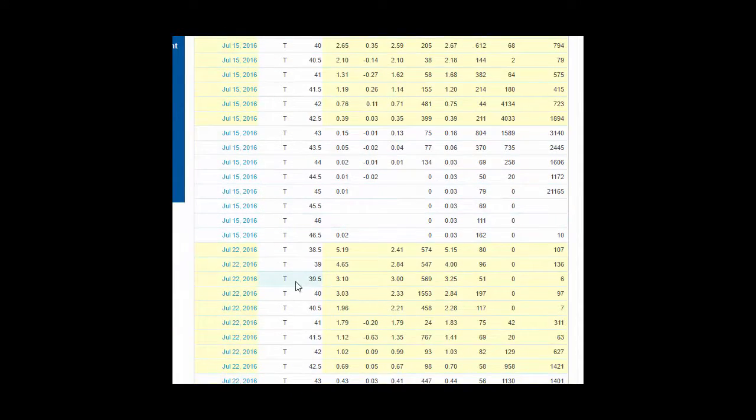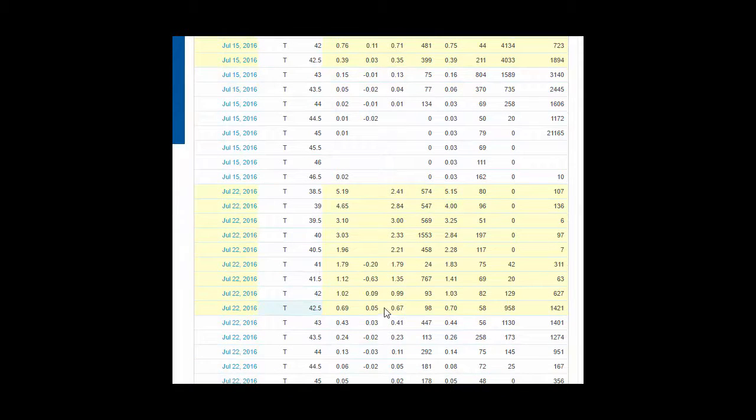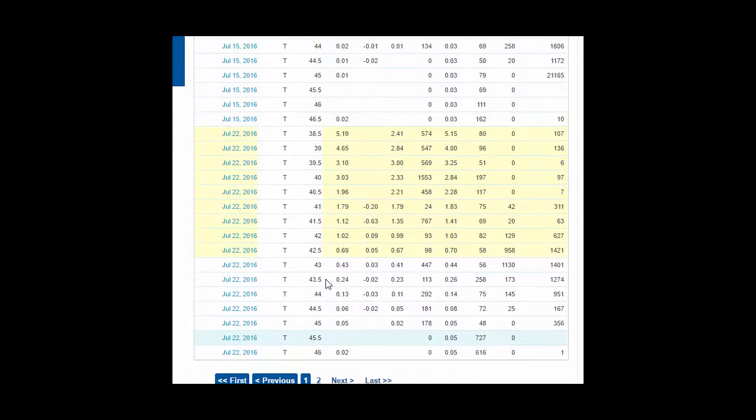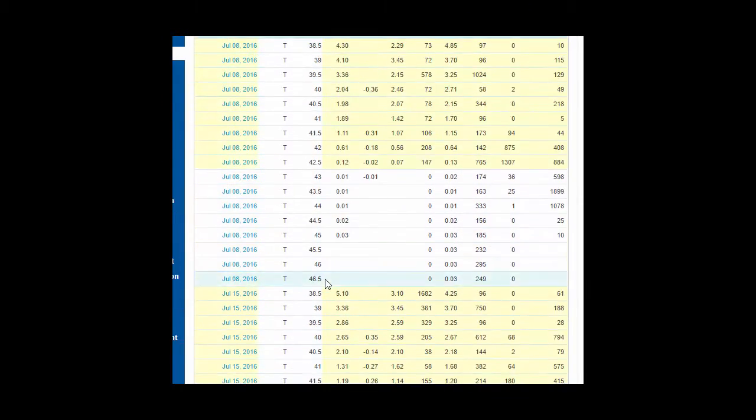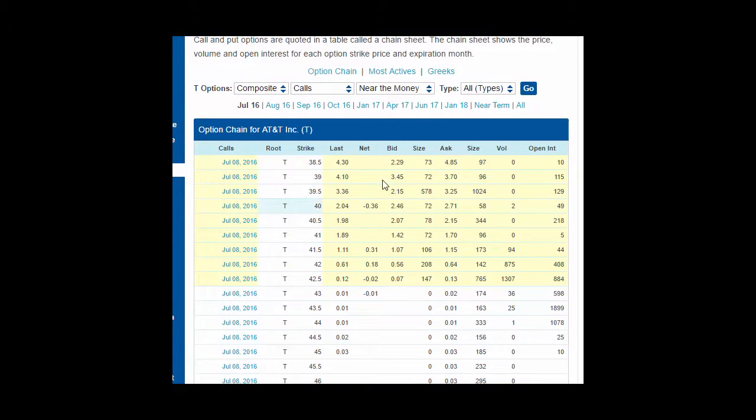The same idea with all the other ones. The further away it is, generally speaking, from the stock price, the more money you'll have that's available, and therefore the higher price it is. That's the calls for in the money, near the money, and out of the money.